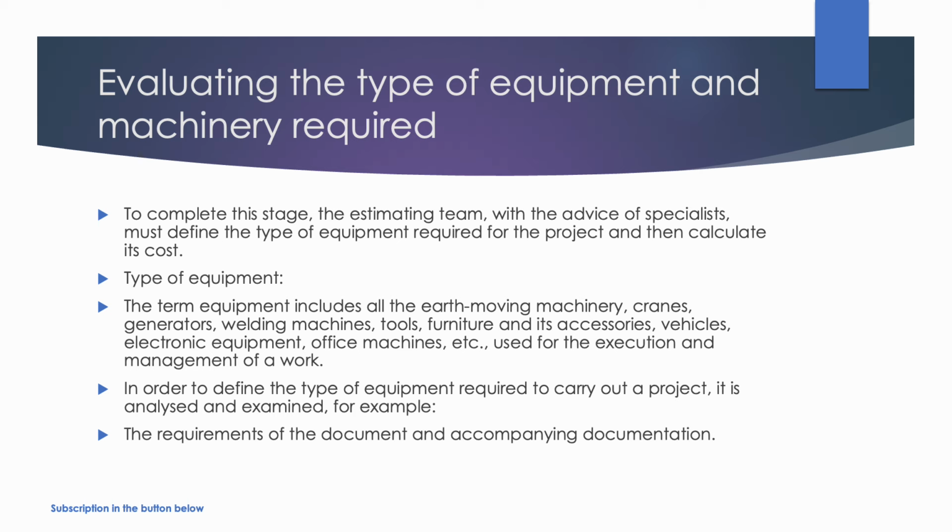Type of equipment. The term equipment includes all the earth-moving machinery, cranes, generators, welding machines, tools, furniture and its accessories, vehicles, electronic equipment, office machines, etc., used for the execution and management of a work. In order to define the type of equipment required to carry out a project, it is analyzed and examined, for example, the requirements of the document and accompanying documentation.